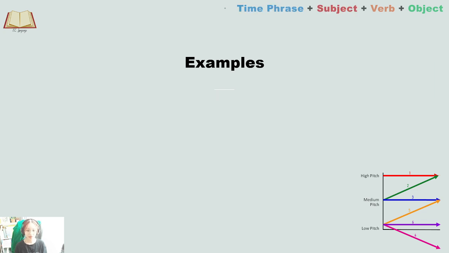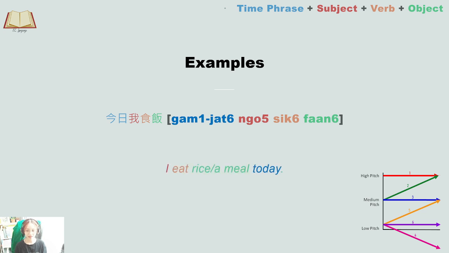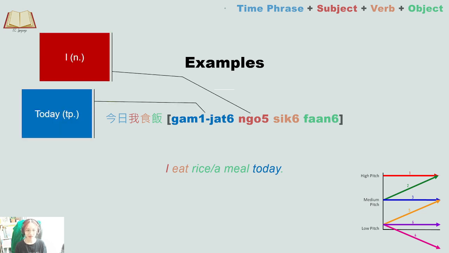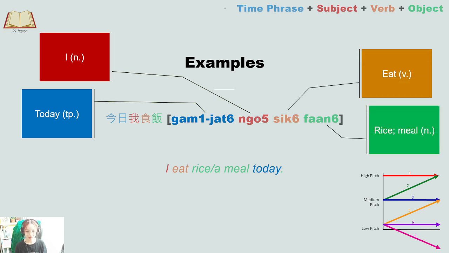Now having it go before the subject looks like this. 今日我食飯. I eat rice or a meal today, or today I eat rice or a meal. Now this is less natural or less commonly used, but both are perfectly fine to use. Again, 今日 is your time phrase, meaning today. 我 means I, your subject. 食 is your verb, meaning to eat. And 飯 is your object, meaning rice or a meal.